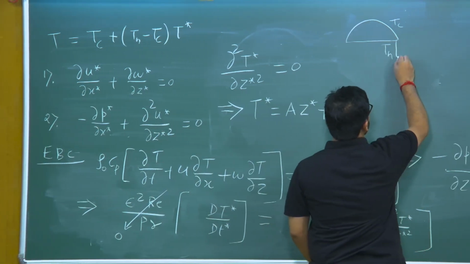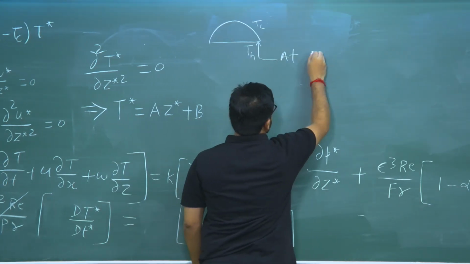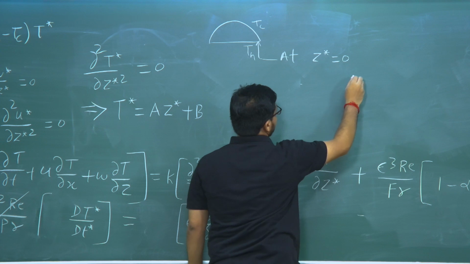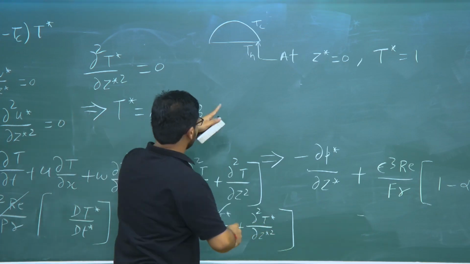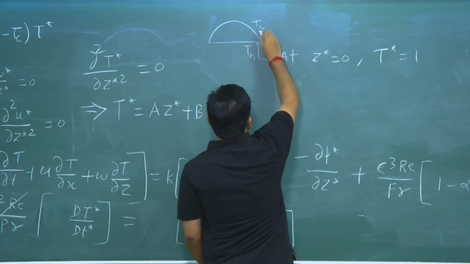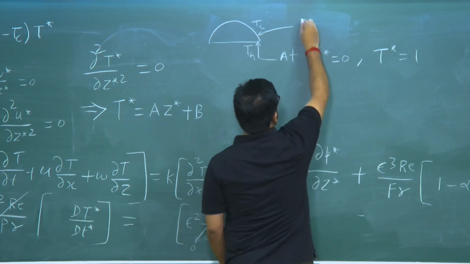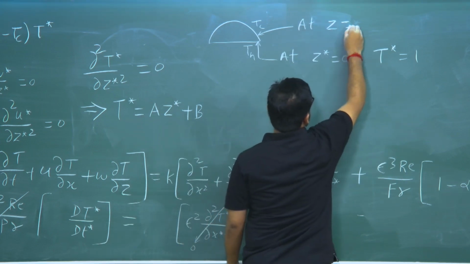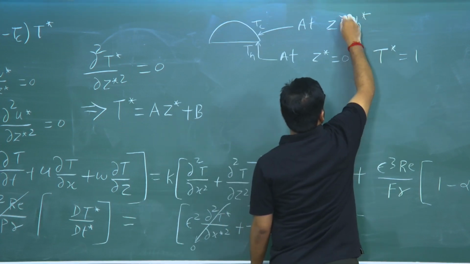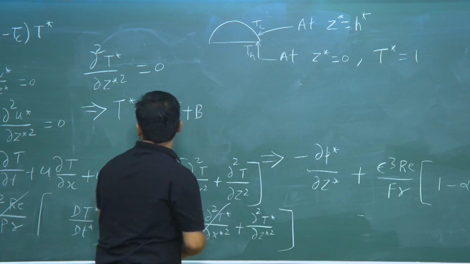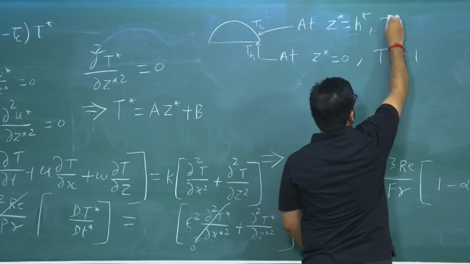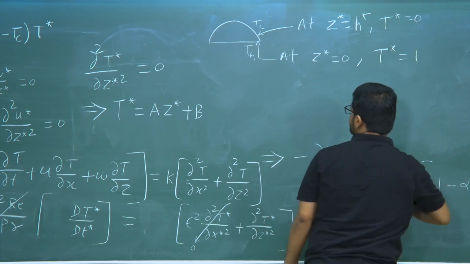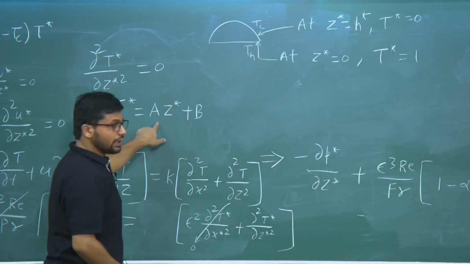So, here at Z star equal to 0, T star is 1. You can put T equal to Th in that equation and you can see it, whereas on this surface, the curved surface, which is Z star equal to H star, temperature is Tc. So, if you put Tc here, this Tc will cancel out, so T star will come as 0. So, we have T star as 0. So, using these two boundary conditions, we will calculate A and B.